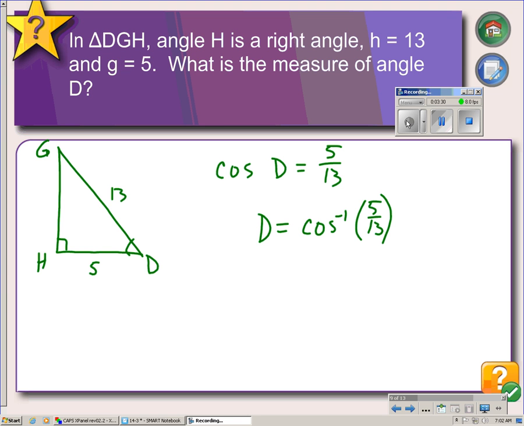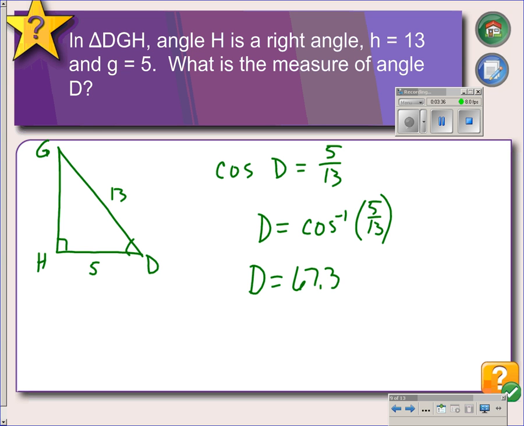So you can put that in your calculator. With my calculator set to degree mode, I get D equals 67.3. Since I'm in degree mode, this would be a degree. If I set my calculator to radian mode, I would get an answer of 1.18, but this would be in radians, so you have to choose which one you want.